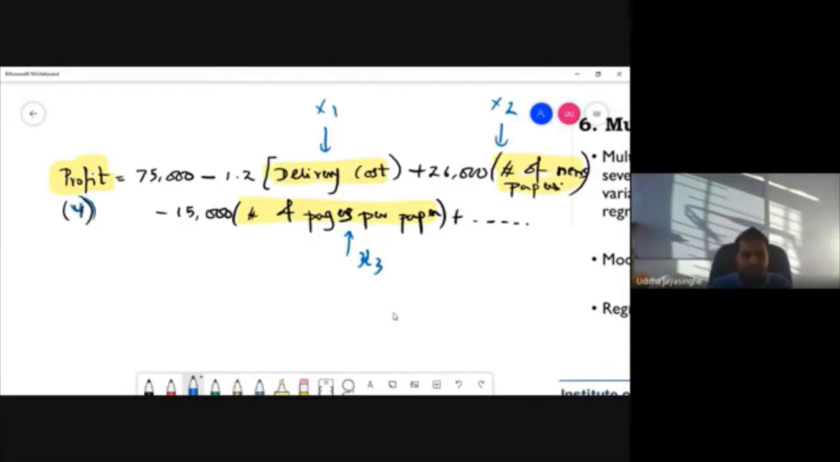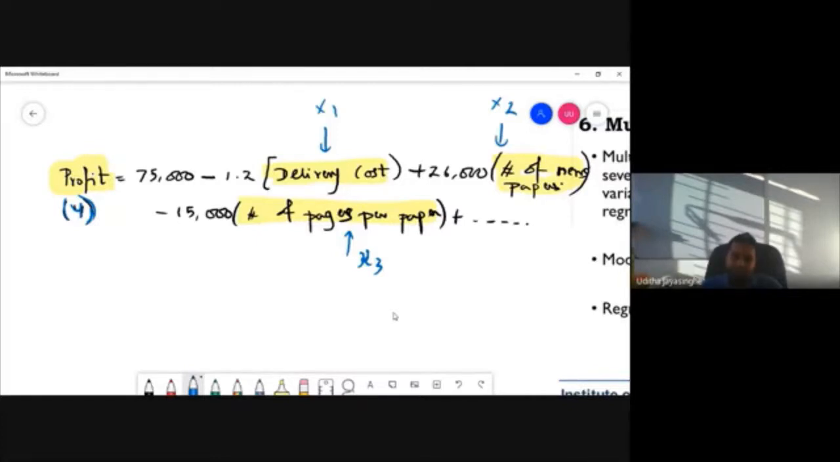Now, what is this going to tell you? Forget about the multiple linear regression for a moment. If the delivery cost, we don't know the number. Delivery cost is a variable. For this particular month or week or day, the delivery cost may be a particular number. Let's say the delivery cost is 10,000. That is going to give you an indication. The profit, whatever the profit value, will be declined by 1.2 times 10,000. That means 12,000 rupees will be diminished from the profits.